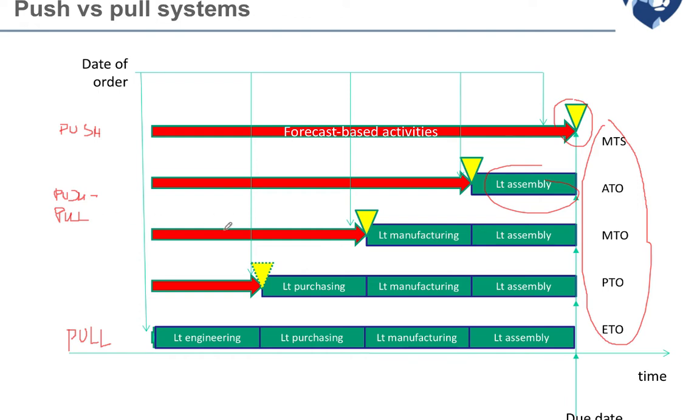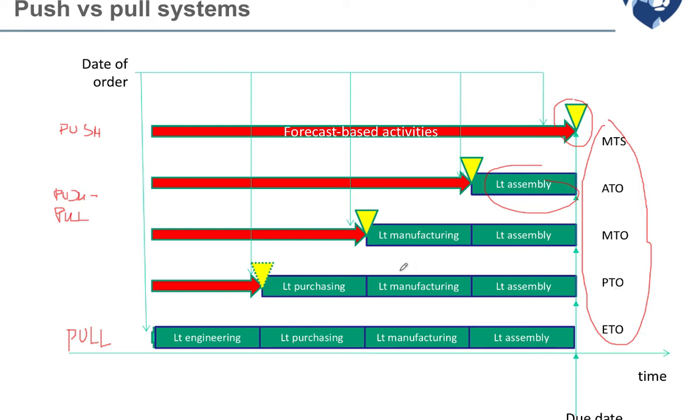This is exactly in between. So this is a really balanced push-pull system, because in make-to-order, engineering and purchasing are realized according to plan, so they are pushed by plan, while instead manufacturing and assembly are pulled by customer demand. Finally, we have a more pull oriented approach, which is purchase to order.